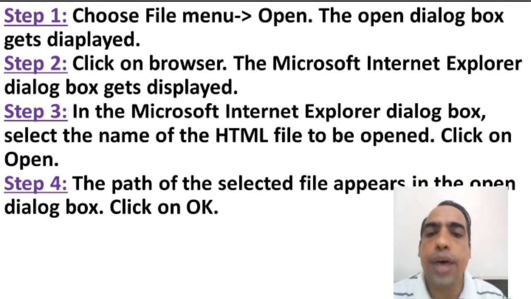Step 1. Choose File menu. After that, click on Open option. The Open dialog box gets displayed. Step 2. Click on Browser. The Microsoft Internet Explorer dialog box gets displayed. Step 3. In Microsoft Internet Explorer dialog box, select the name of HTML file to be opened. Click on Open button. Step 4. The path of selected file appears in the Open dialog box. After that, click on OK button. Your HTML file will be opened.